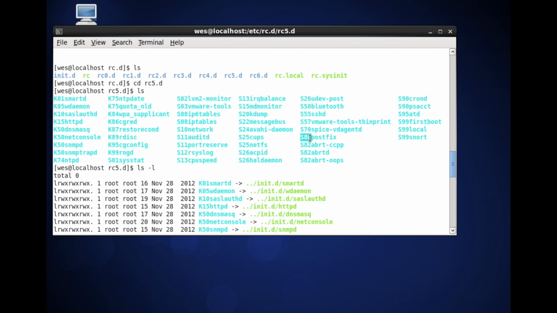So these numbers are simply so that we can alphabetically, and really I should say alphanumerically, sort our scripts to run at a certain time, because we may need cups to run before, let's say, something that starts with an A, right?